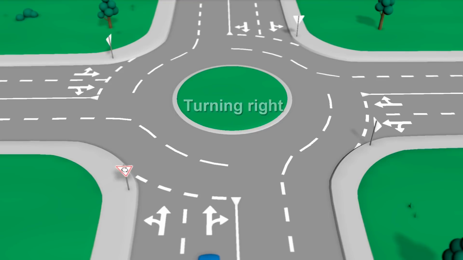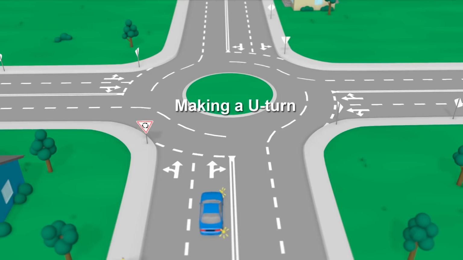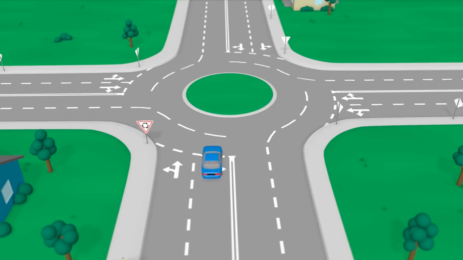Turning right. When turning right, you must indicate right on approach and be travelling in the right-hand lane unless there are road markings with other instructions. Making a U-turn. When using a roundabout to make a U-turn, you must approach in the right lane and signal right.